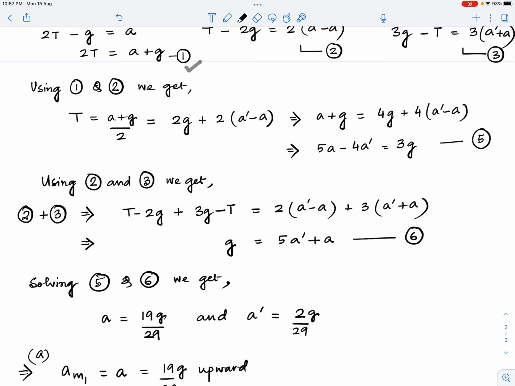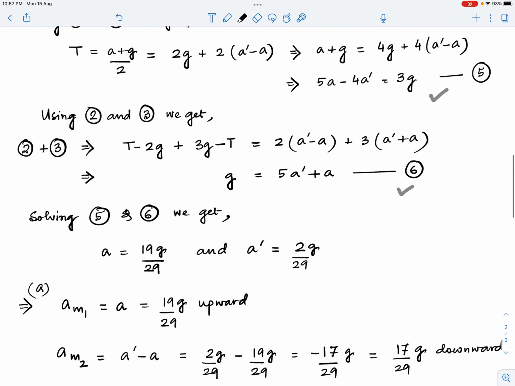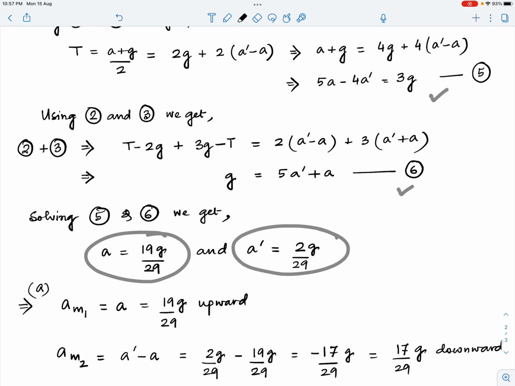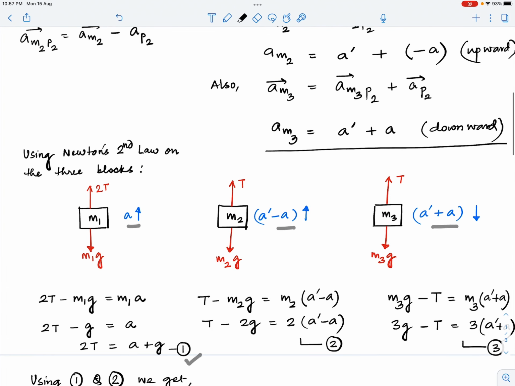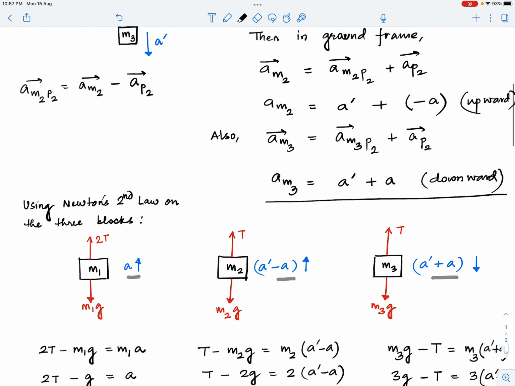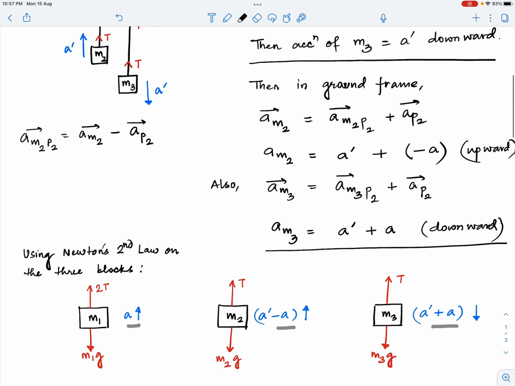So, we have got 2 equations, both in A and A dash in terms of G. We can solve both of them to get the final values of A and A dash. These are the 2 values that we shall obtain after solving these 2 equations. Once we get A and A dash, the final job would be to find out the actual accelerations of M1, M2 and M3, which we have already shown here.